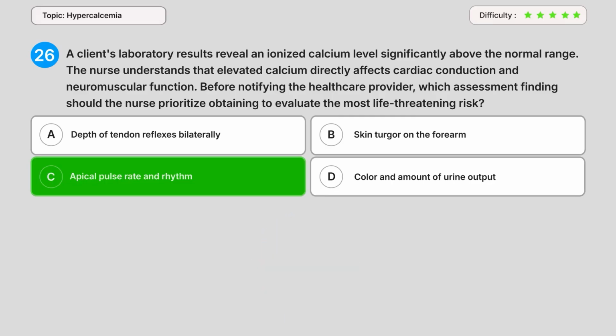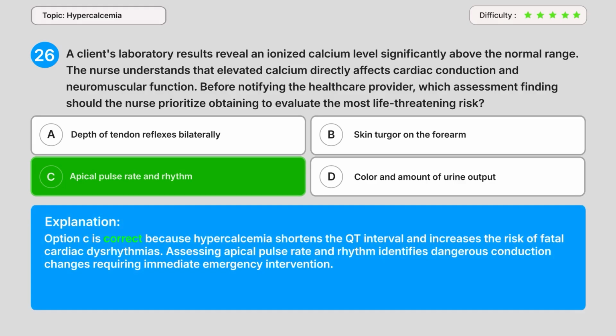Correct answer: C. Apical pulse rate and rhythm. Explanation: Option C is correct because hypercalcemia shortens the QT interval and increases the risk of fatal cardiac dysrhythmias. Assessing apical pulse rate and rhythm identifies dangerous conduction changes requiring immediate emergency intervention.